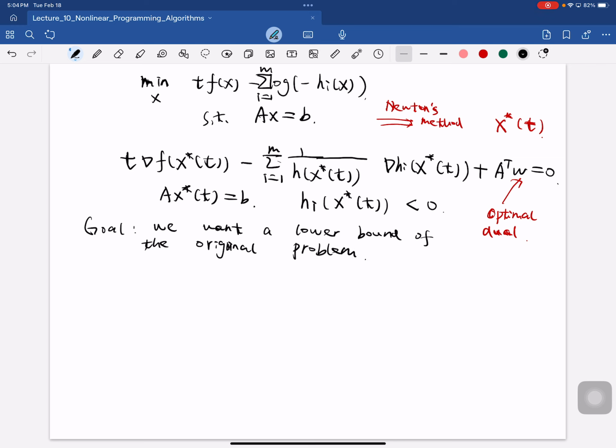Okay. I mean, the fact that you solve the log barrier problem doesn't directly give you a lower bound of the original problem, right? Because you change the problem itself, right? It's not like you directly solve the original problem, then you get a dual feasible solution, then you get a lower bound. But now you didn't even try to solve the original problem, right? So let's write down the original problem here.